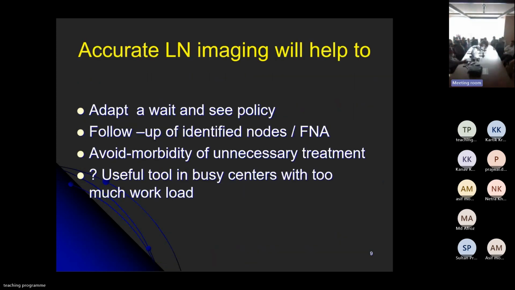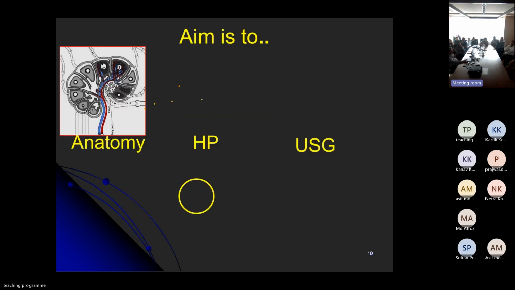Accurate lymph node imaging will help us adapt a wait and watch policy in certain cases, follow up identified nodes, or by adding FNE, avoid morbidity of unnecessary treatment. It may also be a useful tool in a busy center with too much workload, where we can avoid certain dissections.